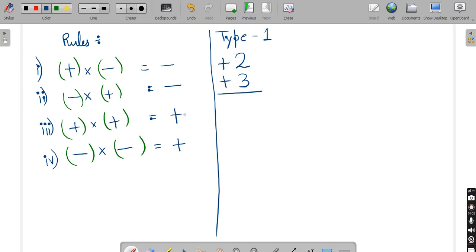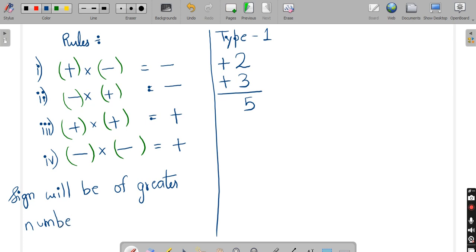Now the sign I need to choose. The sign, it is also written over there, will be of the greater number. So plus 2 plus 3. So plus into plus, plus. So I have done 2 plus 3, 5. Now what sign do I need to put behind? The sign is the rule that I already told you. It will be of the greater number. 2 and 3, which number is greater? 3. So what is the sign of 3? That is plus. Very good.